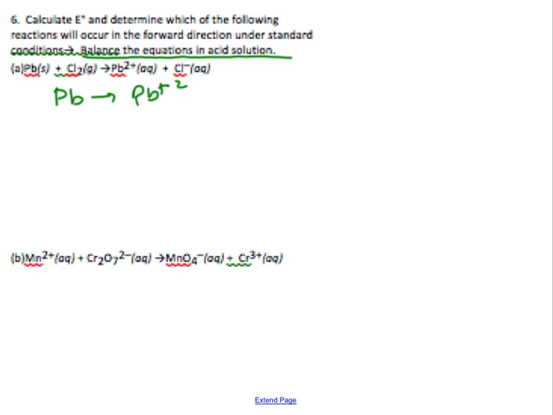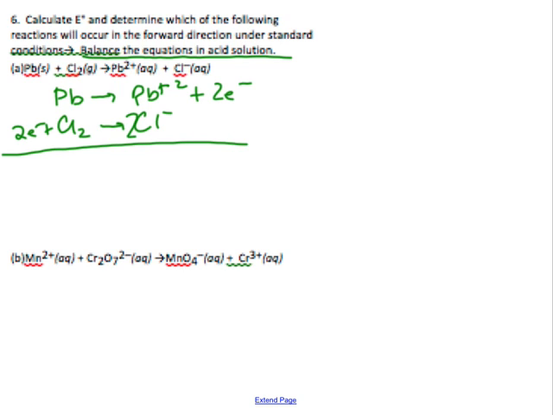How do I balance that? 2 electrons. And then chlorine is Cl2 going to Cl minus. How do I balance that? Yes, balance everything but H's and O's first, so that means I have 2 electrons here. Always check your electrons. They have to be on opposite sides. If they're not, you messed something up.